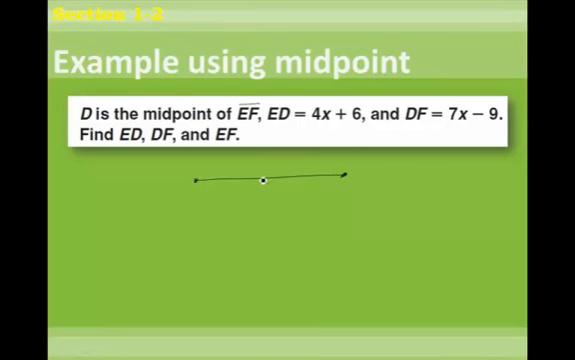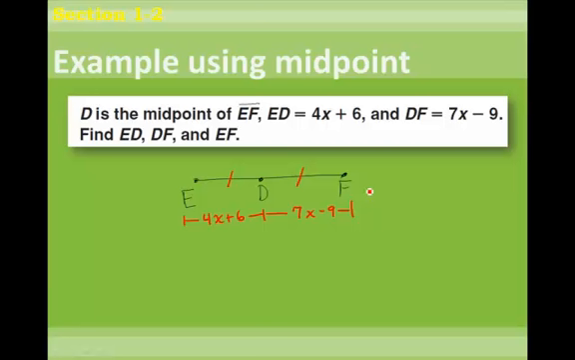D is the midpoint. So that means D is the point directly in the middle, and it's in the middle of points E and F. And to show that it's directly in the middle, I can't just place it so that it looks like it's in the middle. I need some defining marks on my line to show that it is in the middle. So I'm going to put a single tick mark on each side showing that segment ED has the same length as segment DF. D is the midpoint. Now if that's the case, we also know that this 4x plus 6 is equivalent to our distance from E to D. And we know that from D to F, we've got a 7x minus 9. So this distance from D to F is 7x minus 9.